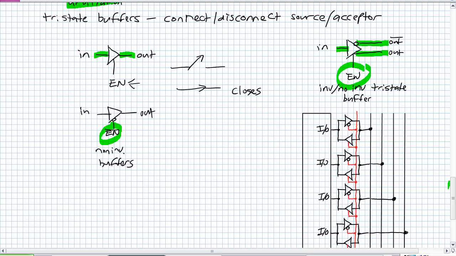Why is it called a tri-state? The reason it's called a tri-state is because if in's a 1 and it's closed, out's a 1. If in's a 0, and we're talking about non-inverting buffers, in's a 0 and it's closed, the output's a 0. However, what is the third state when it's not enabled? It's called Z, high impedance. What's high impedance? An open switch. Okay, infinite resistance. Really, all it is is a switch.